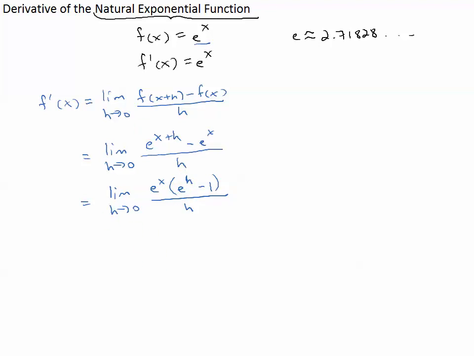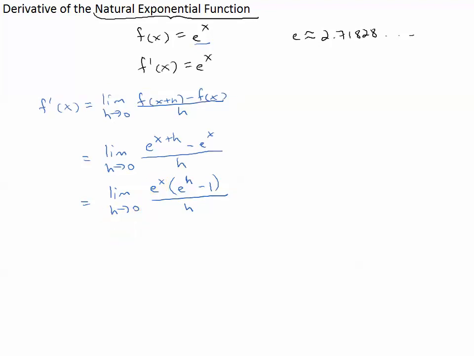Now, since this e to the x is completely independent of this h, I'm going to pull that out to the front of the limit so that I have that e to the x that's independent times the limit as h goes to 0 of e to the h minus 1 all over h. And remember, this is f prime of x.